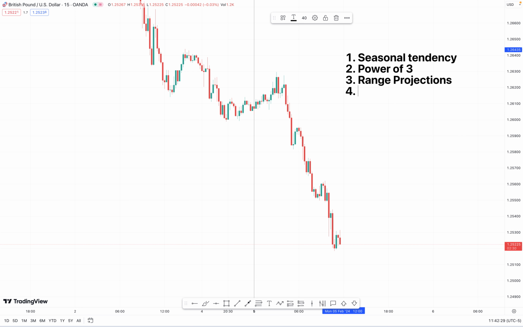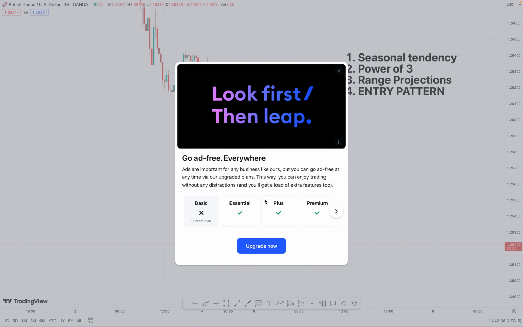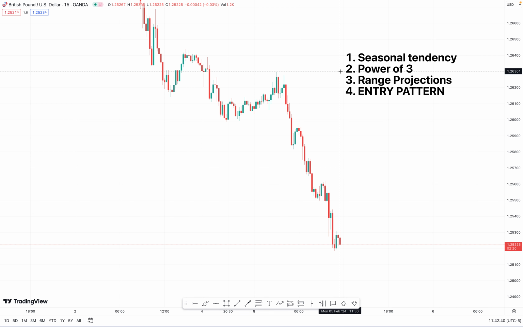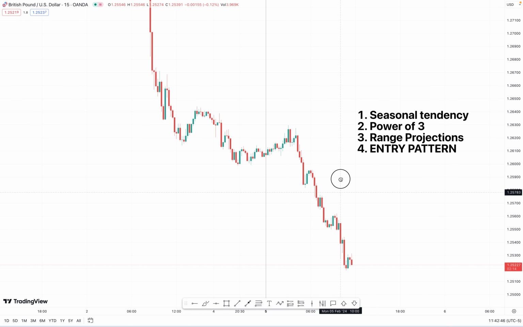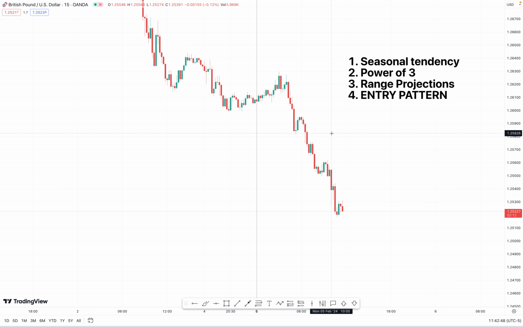And then for entry pattern. Entry pattern is the last thing we're looking at. We want all of these things first to line up and then look for an entry pattern. So seasonal tendencies. Before the month opened, I'll have a video on seasonal tendencies, the next video I'll make. But before the month opened, we were already looking for downward moves.